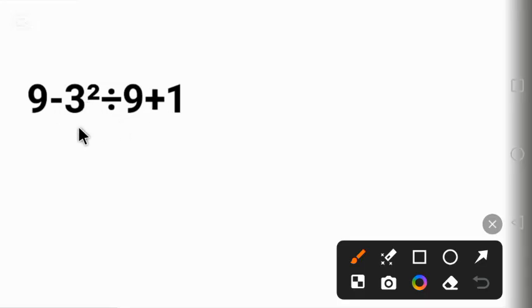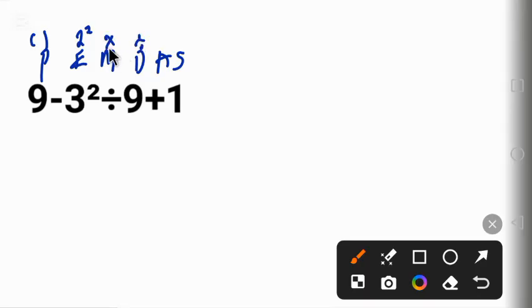This tells us that we need to follow the order of operation called PEMDAS. P here stands for parentheses. You do the one in bracket first. E stands for exponent. You do the one that has exponent next. And then the third one is multiplication and division. You do from left to right. And finally, we have addition and subtraction. You also work from left to right.